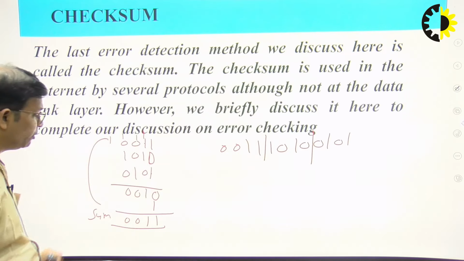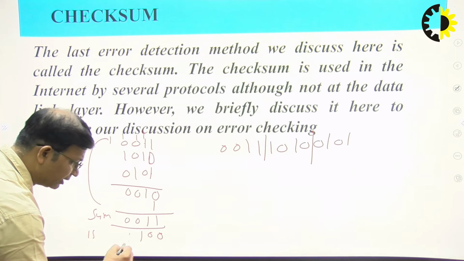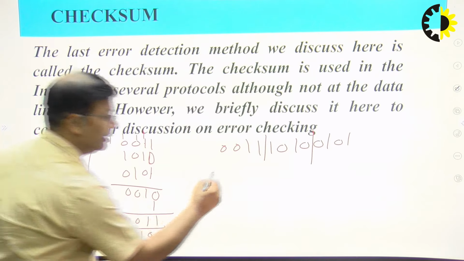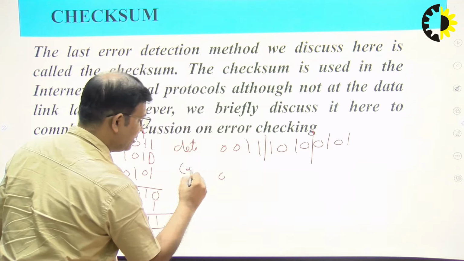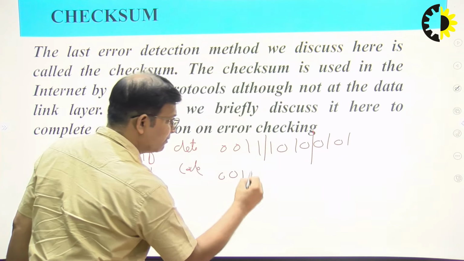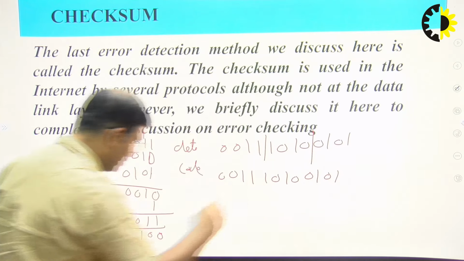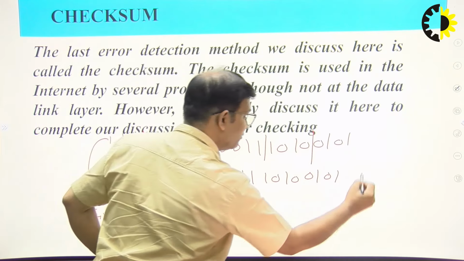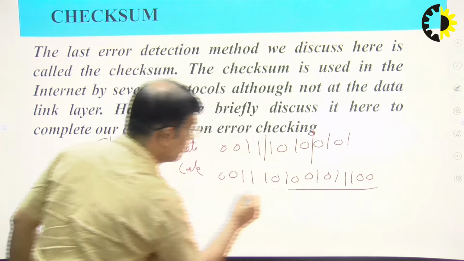Now what we have to do? Take the ones complement. The ones complement is 0 0 1 1. This is the code. This is the data word, and this is the code word: 0 0 1 1 1 0 1 0 0 1 0 1, and these 4 bits 1 1 0 0. This is the code word.